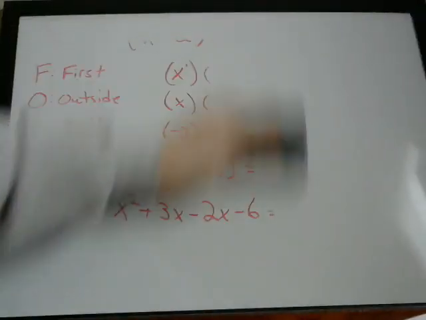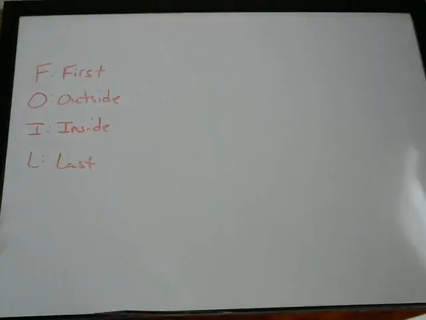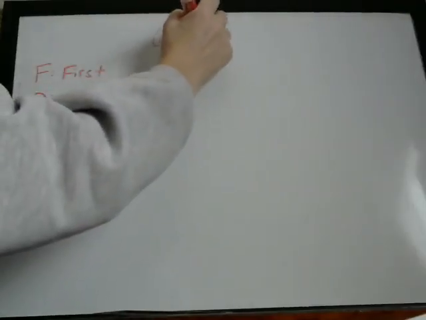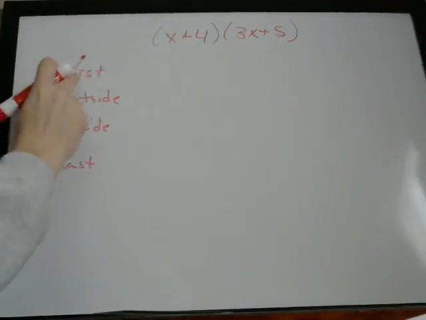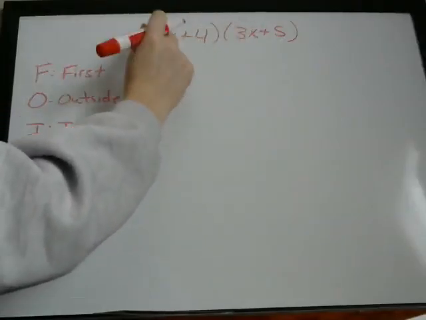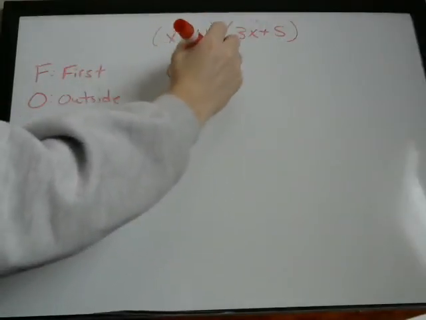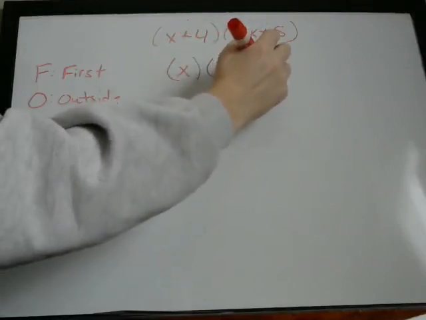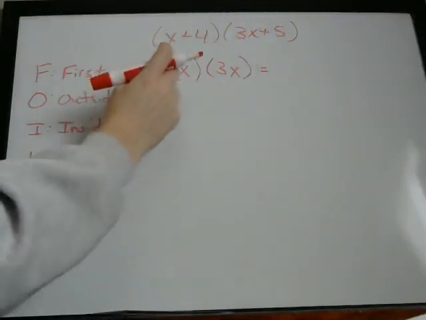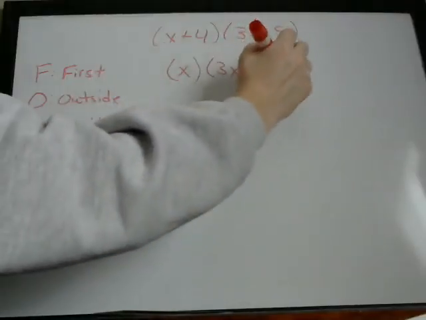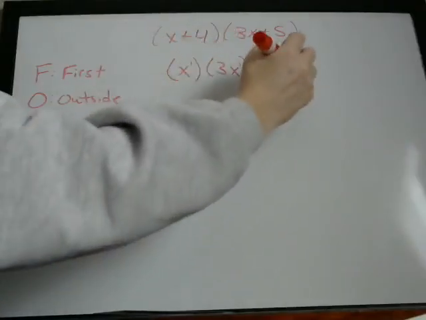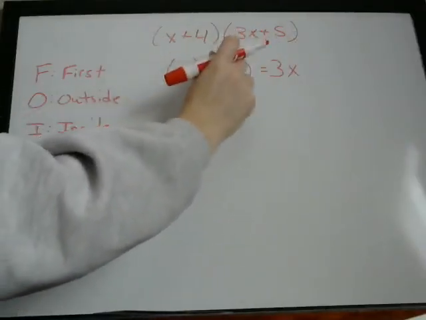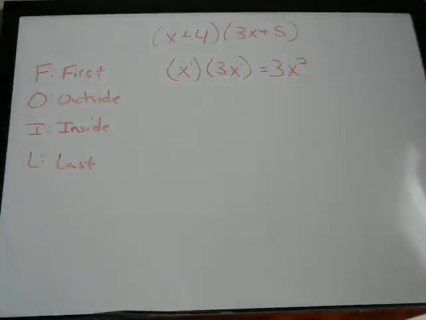We'll do this again. Let's say we have x plus 4 times 3x plus 5. So again, first: x is the first in this parentheses, and the first here is 3x. What is x times 3x? Remember there's a 1 out here, so 1 times 3 is just 3. There's a 1 up here, and there's a 1 up here, so you write down the x and add the exponents. 1 plus 1 is 2, so it's 3x squared.